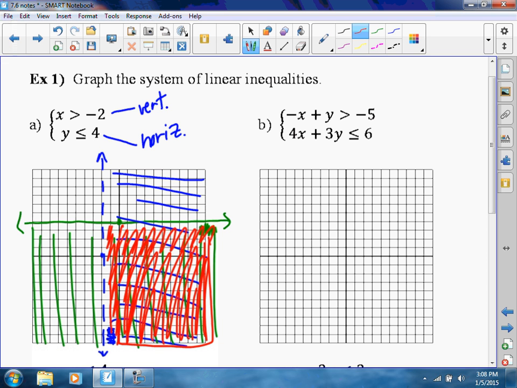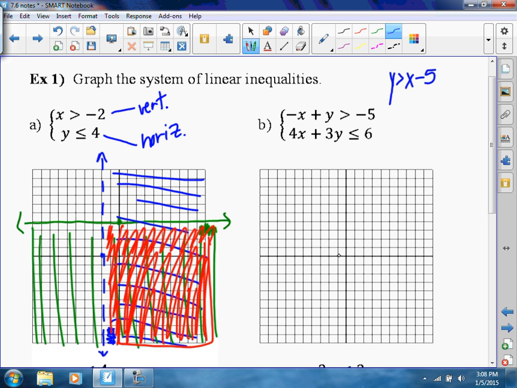Okay, so let's do one more here with just two equations. Now for this first equation, I'm going to have to solve it for y. And to do that, I'm going to have to add the x over to the other side. So that will be y is greater than x minus 5.